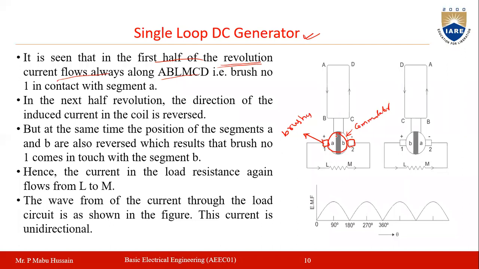Now if you observe, this commutator has segments, right? One segment is A, another segment is B. So only these segments A and B are conducting, and this other part is not conducting. Now while this loop is rotating, suppose you see the first figure in the first half of the revolution, your commutator segment A is connected to the positive side, and commutator segment B is connected to this side. So you are getting a first waveform like here across the loop.